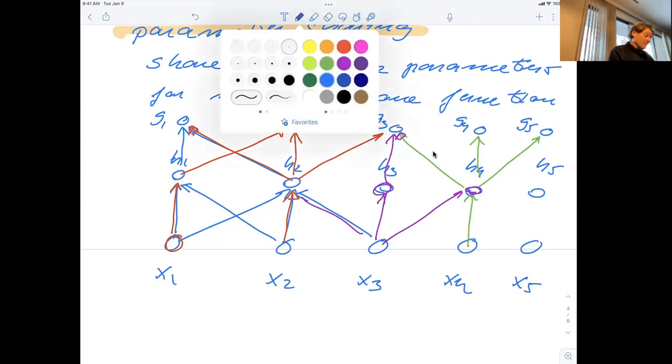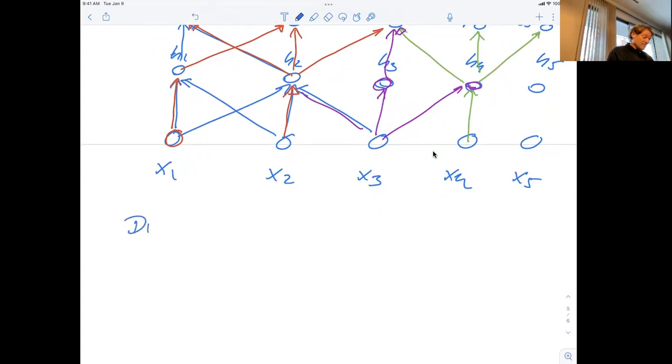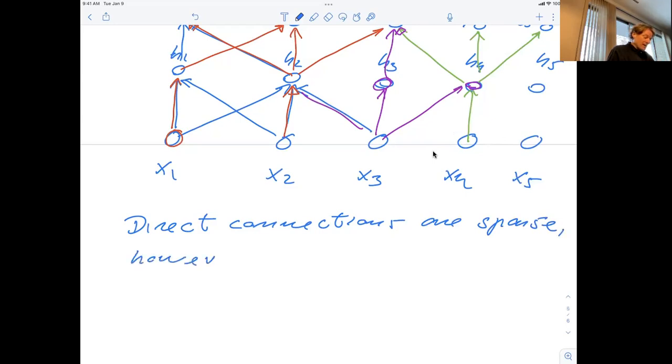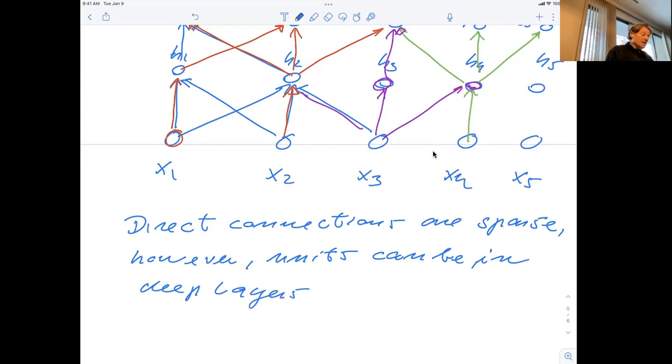So let's just rewrite that one. So we have direct connections. And this limits the number of connections, they are sparse. In our case, we actually chose only 3 connections from one node. However, what you have is that units can be in deep layers. They can actually be connected to all or most of the units in the input layer, or in our case, this would be the input image.